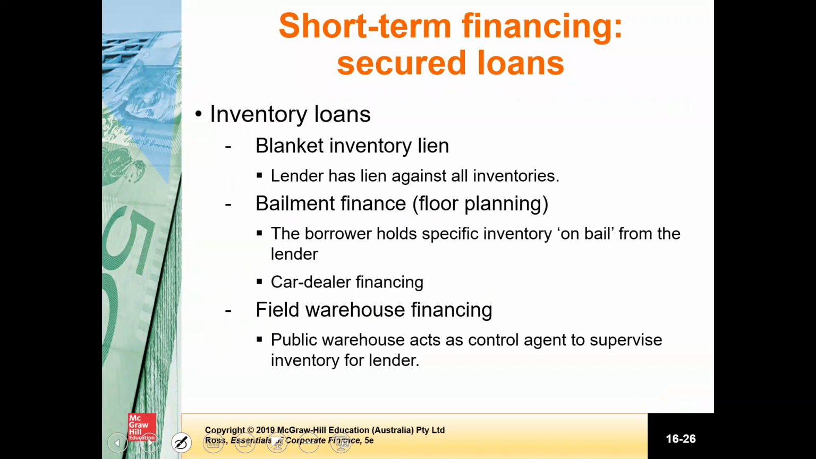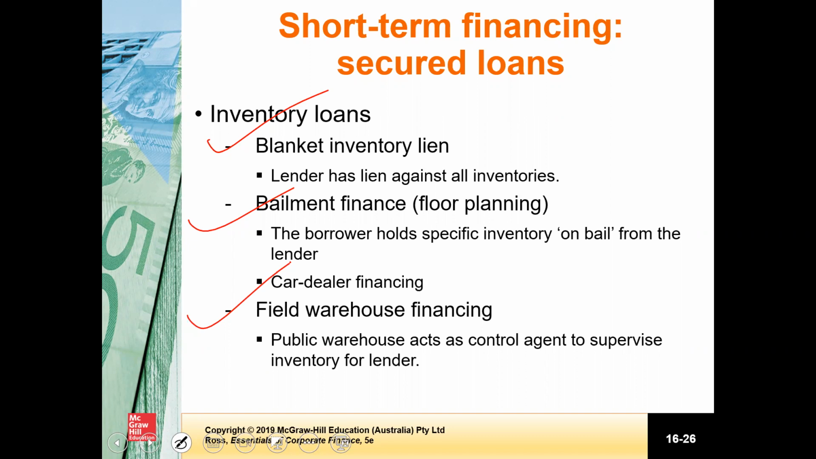Inventory loans. Inventory loans are current loans to purchase inventory, and they come in 3 basic forms: blanket inventory lien, bailment finance, and field warehouse financing. So first of all is the blanket inventory lien. A blanket lien gives the lender a lien against all the borrower's inventory. So the blanket covers everything.